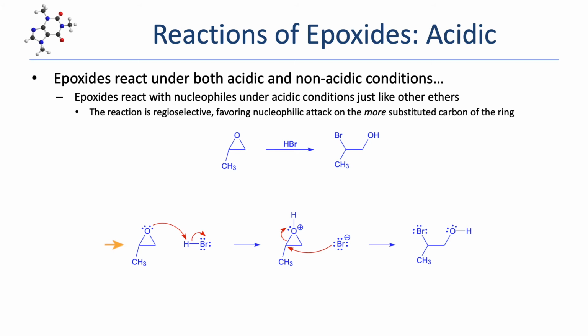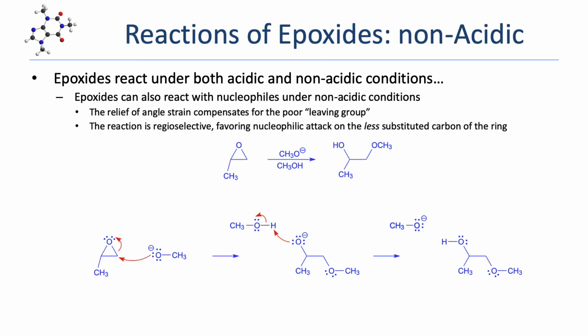Even though the oxygen has the formal charge, the electron deficiency is actually shared across both of the carbons of the ring. And because positive charge is more stabilized by a higher degree of substitution, more positive charge develops on the more highly substituted carbon of the ring. The nucleophile will thus be attracted to the carbon with more positive charge. So in the second step, the bromide attacks the more substituted carbon of the ring, making a new carbon-bromine bond, opening the ring via the cleavage of the carbon-oxygen bond to give the final product. So under acidic conditions, epoxides will favor nucleophilic attack on the more highly substituted carbon of the ring.